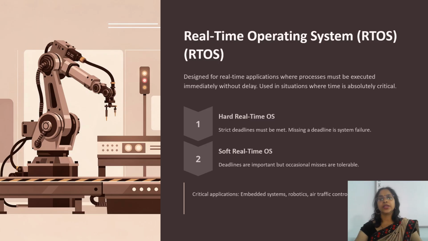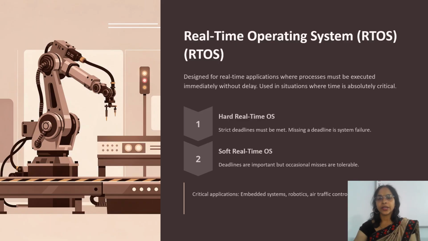Now, what is a real-time operating system? This is the most important operating system for today, because this type of system depends on time, and time is the critical part in this type of operating system. In a real-time operating system, response time must be guaranteed. It is used in air traffic control systems, robotics, medical devices, and industrial automation.